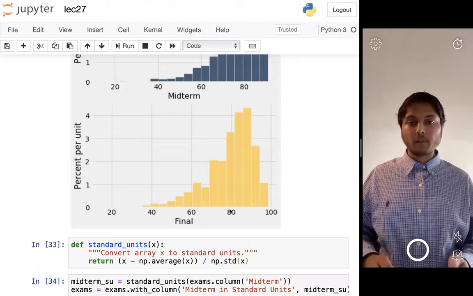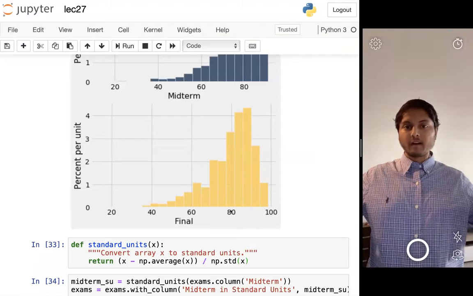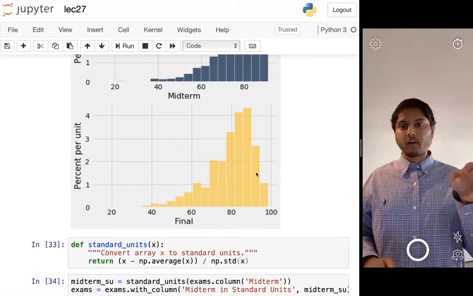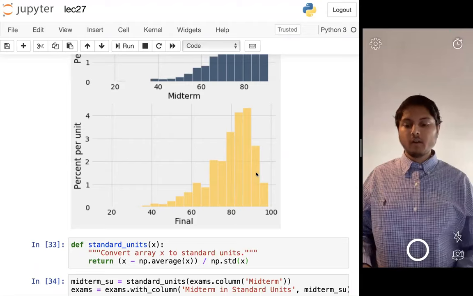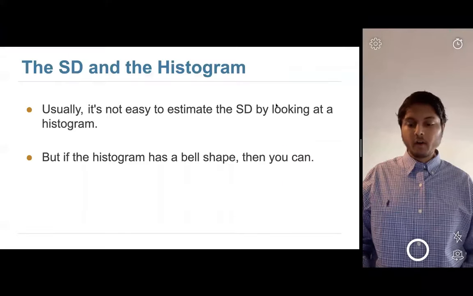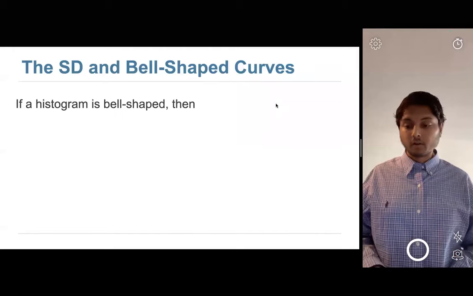And so this isn't bell-shaped. A bell-shaped curve is a symmetric curve that goes down and then starts to flatten out on the edges. So this isn't that type of curve, because this curve goes up and then goes down to the left. There's a left tail to it. So this is not a bell-shaped curve. But if you do have a bell-shaped curve, then you actually can look at it and visually see where the standard deviation is, which is really cool.